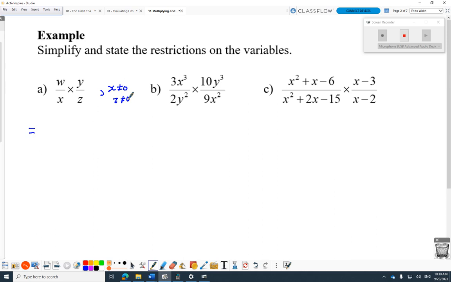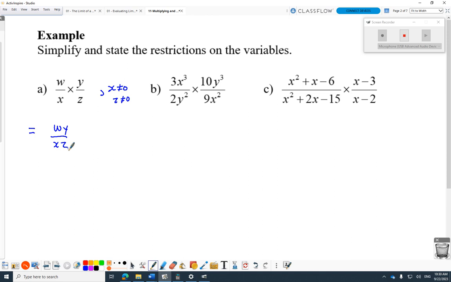Next, numerator times numerator, denominator times denominator. That's the same as what we were just talking about. The top is wy, and the bottom is xz. All we're going to do now is check for cancellations. Is there a w in the denominator? No. Is there a y in the denominator? No. So there's nothing to cancel. We'll try to simplify at the end.